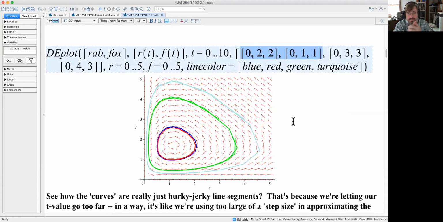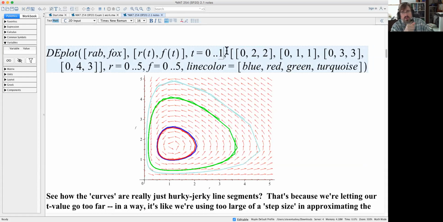So here's the question. What would change about this graph if I change this 10 and instead made it 1? How would that change what gets produced on Maple? What do you think?